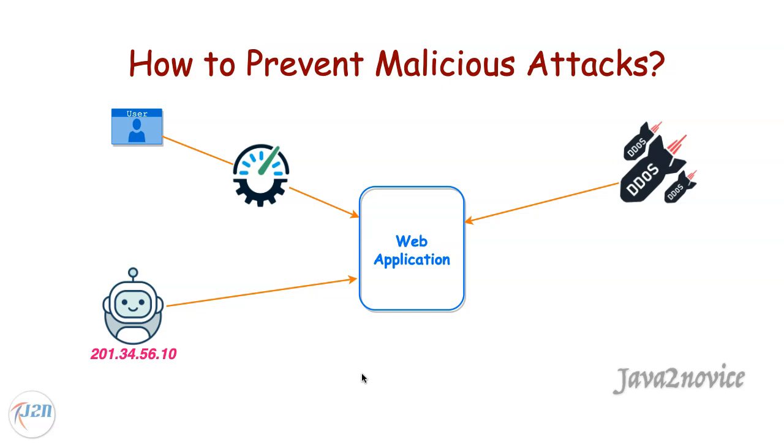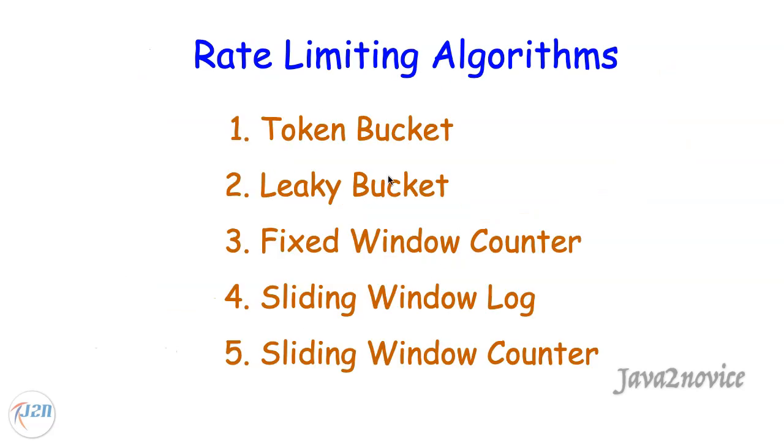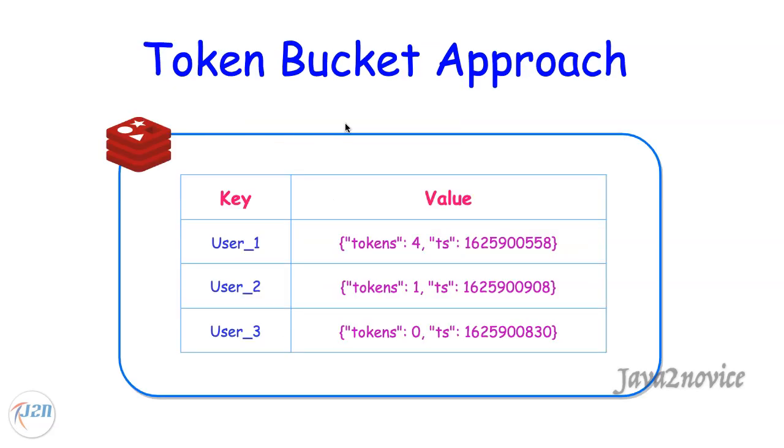Now let's look into rate limiting algorithms or rate limiting strategies. There are various algorithms for rate limiting, each with its own benefits and drawbacks. We will discuss them one by one. First, we will discuss each algorithm at single node level, and then we will discuss them at distributed system level. First, we will discuss the token bucket approach.